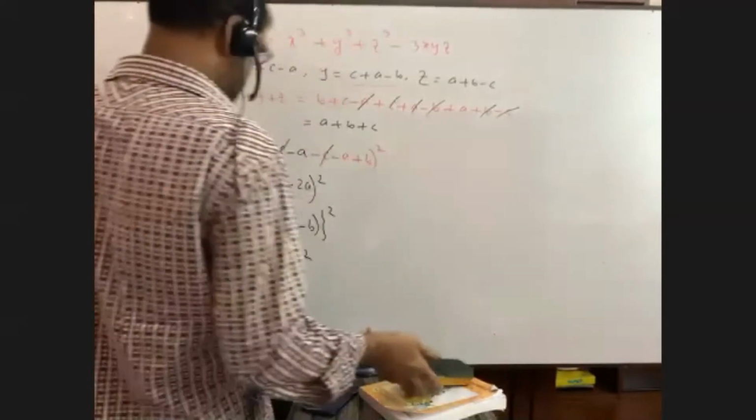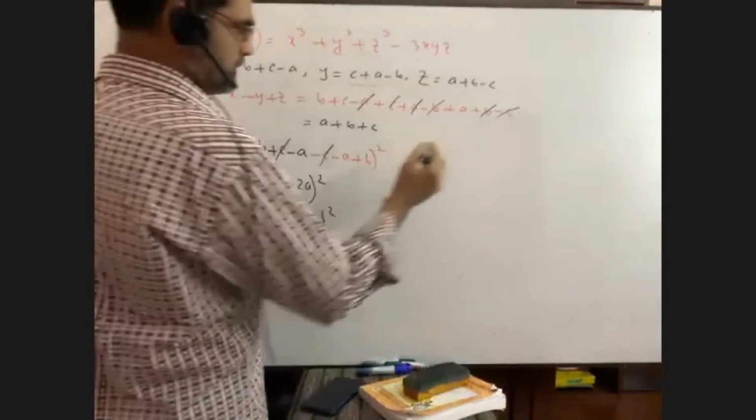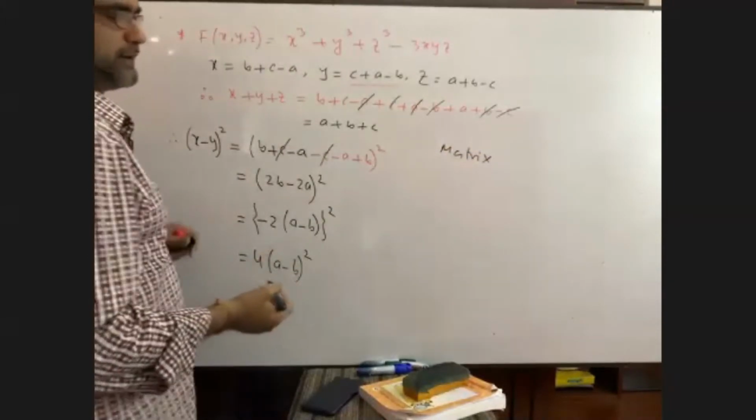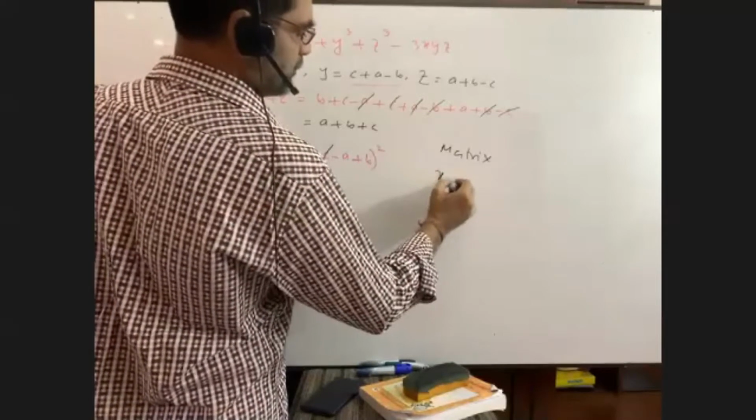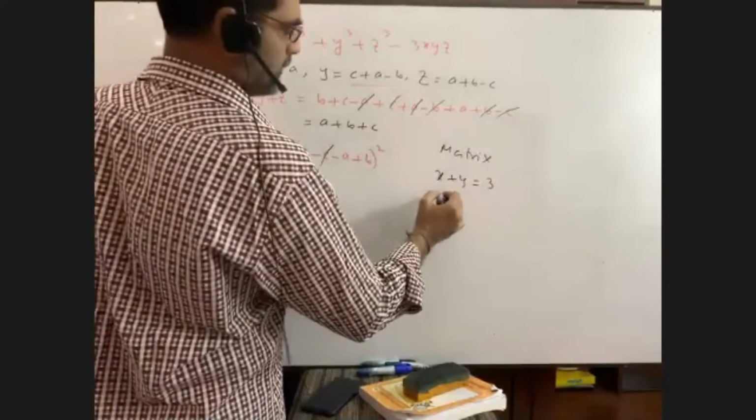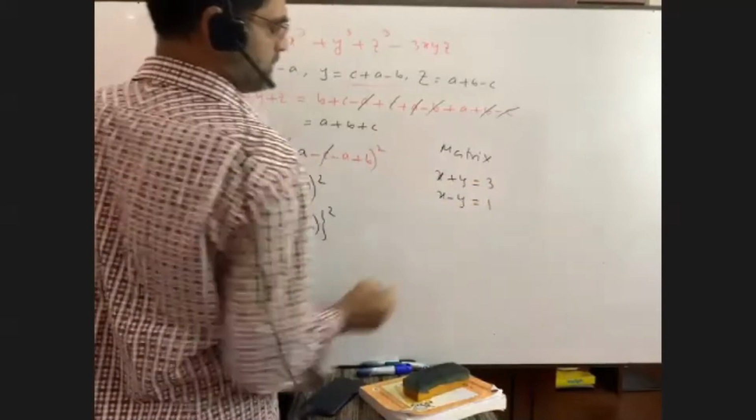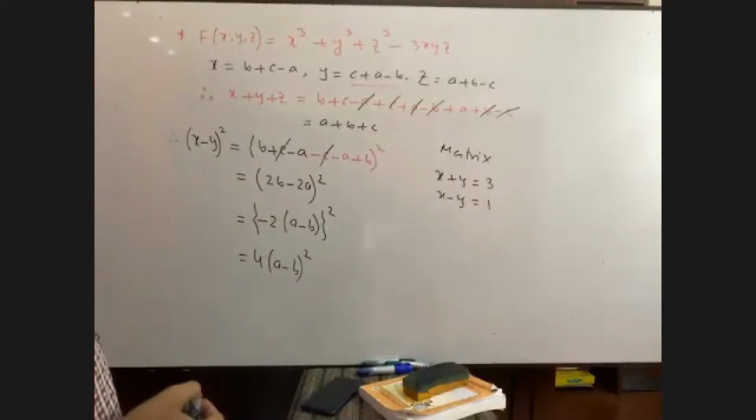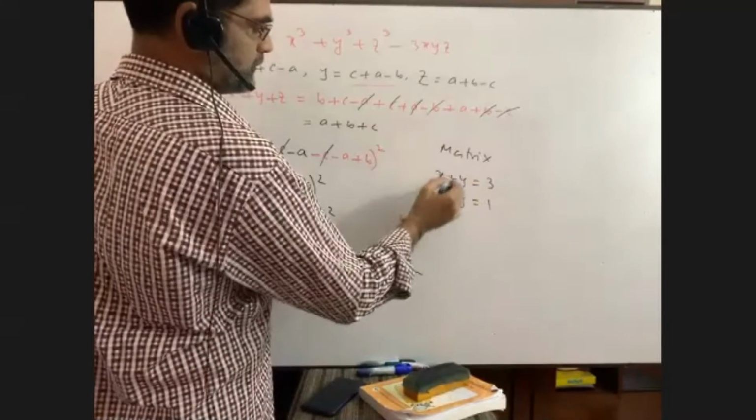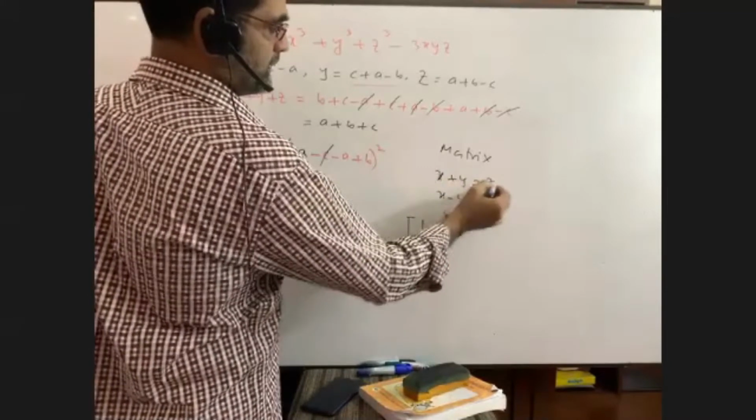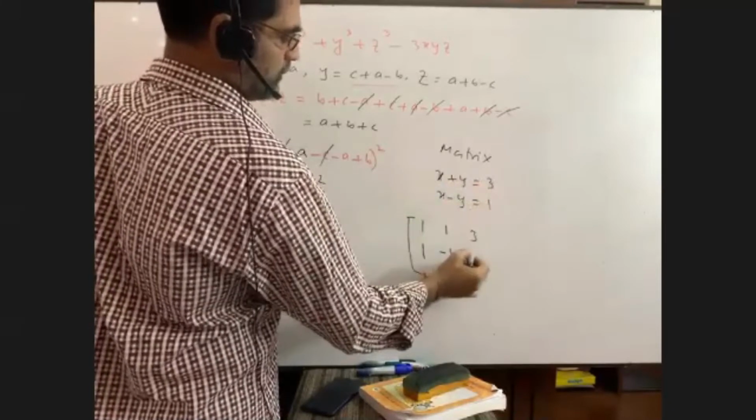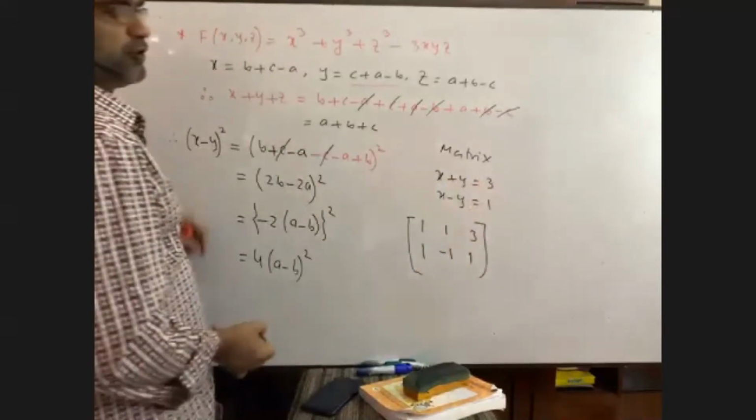And there is a chapter named matrix. What is matrix? Suppose normally we do equations like this, x plus y equals 3, or x minus y equals, suppose, 1. We do this type of math, right? So it can be expressed in a matrix. Suppose it is 1, 1, 3, 1, minus 1, 1. This is known as a matrix.